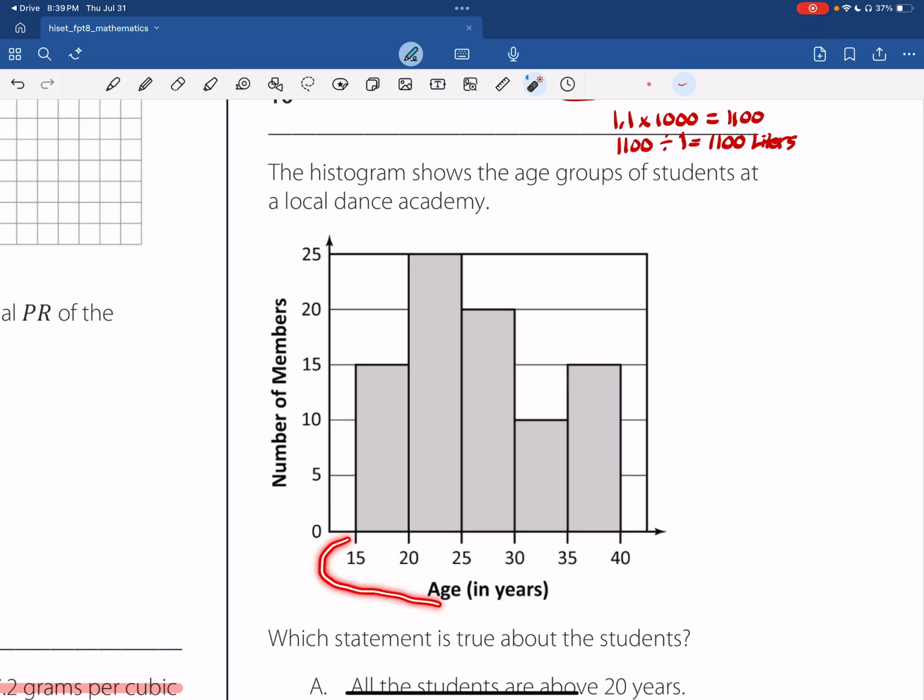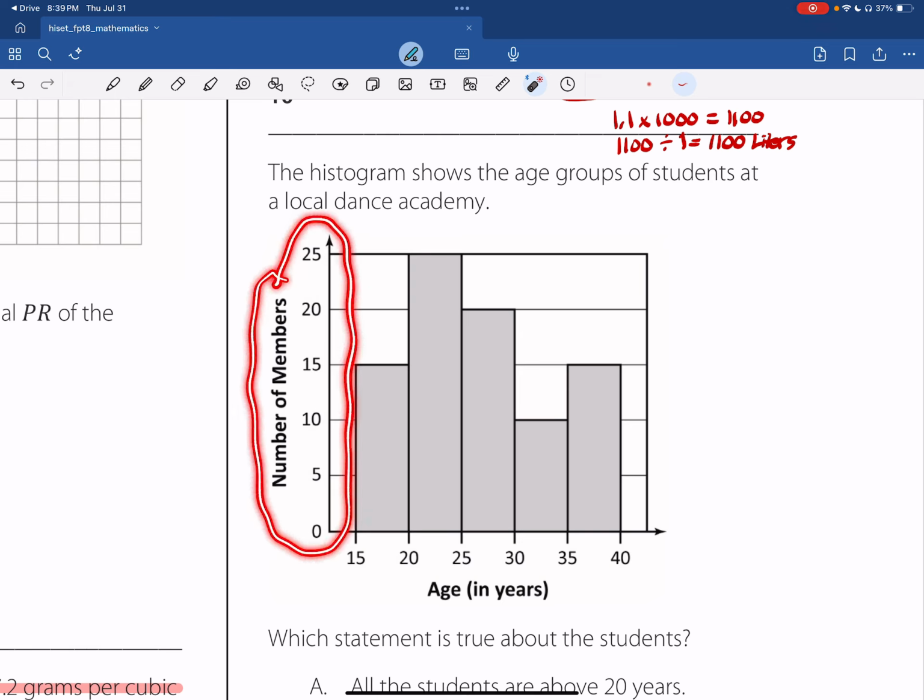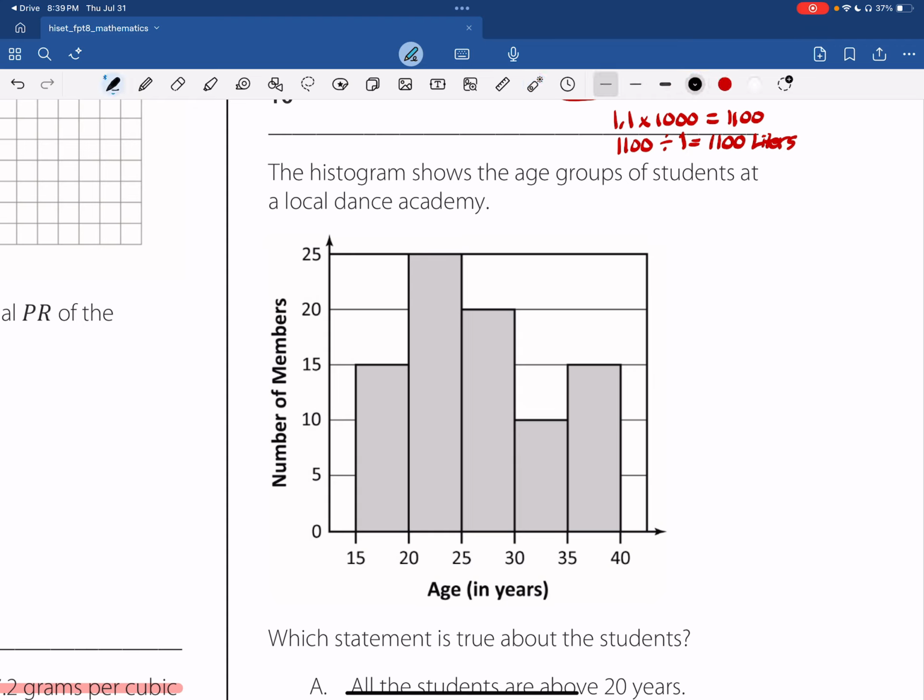Across the x-axis, we have the ages of our students in years. So the youngest students are 15 and the oldest students are 40, at least from what I can see on this graph. And then the frequency is on the y-axis. So this tells me how many of each group there are. So for example, on this 15-year-olds, that goes up to 15. So there are 15 15-year-olds.